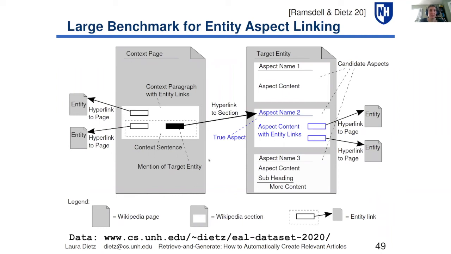The way we define it for training is that we take a passage from Wikipedia that comes from some context page, and this passage contains certain entity links. We might select one of these entity links to refine to an aspect link.